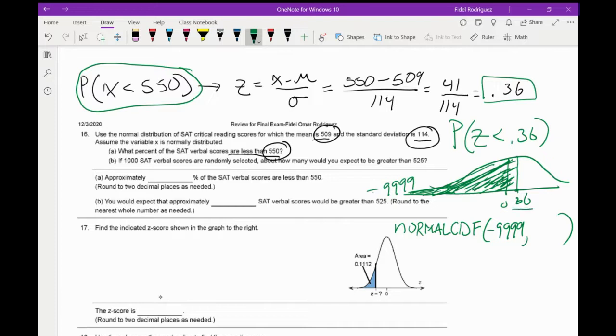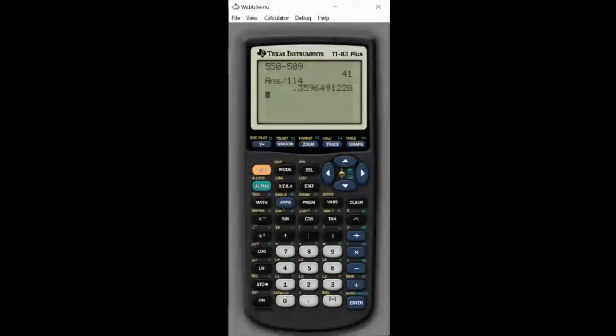And then we're going to stop at 0.36. So let me show you how I'm going to do this on my calculator so y'all can see. Okay, you can see the calculator now. I'm going to go second bars, and I'm going to go down to my normal CDF, which is number 2. And we said we're going to go from negative 9999 to 0.36.